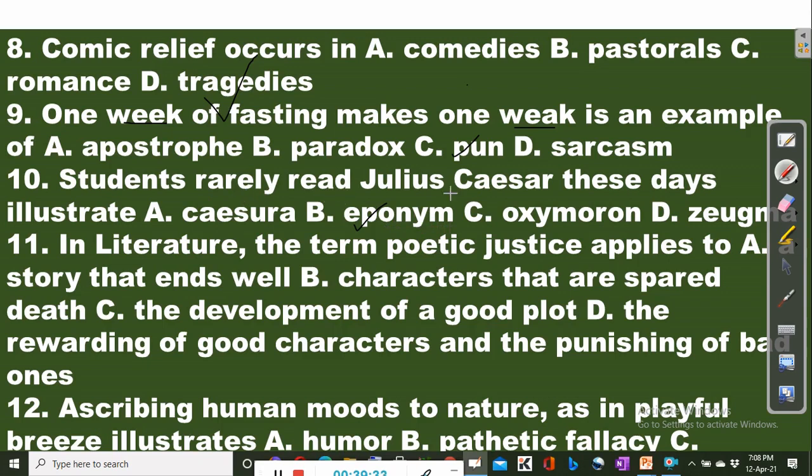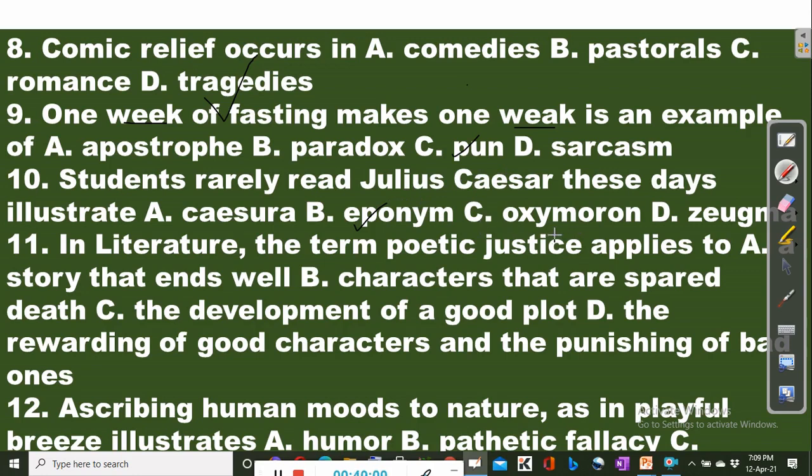Students rarely read Julius Caesar these days. Option B, illustrate a caesura. Sometimes if you don't know that Julius Caesar is the play as well as the character, then you'll be wondering whether this guy is talking about Julius Caesar, the one we know in history, or Julius Caesar, a particular book. All right.